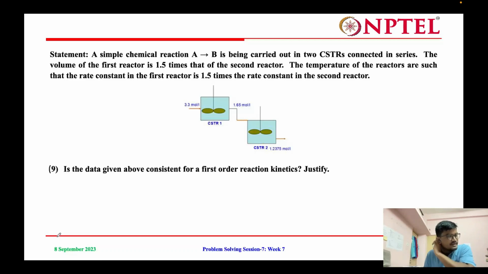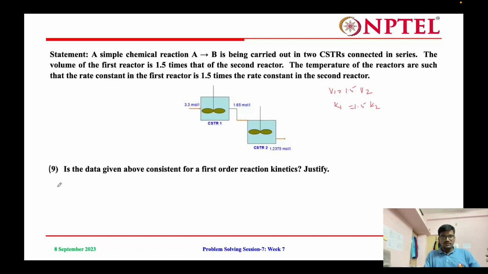Now question number 9 and 10. Here is the statement for questions 9 and 10. A simple chemical reaction A gives B is carried out in two CSTRs connected in series. The volume of the first reactor is 1.5 times that of the second reactor, so V1 equal to 1.5 V2. And the temperatures of the reactors are such that the rate constant of the first reactor is 1.5 times the rate constant in the second reactor, meaning K1 equal to 1.5 K2.